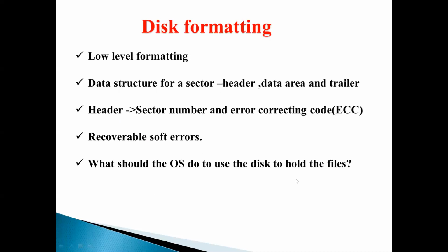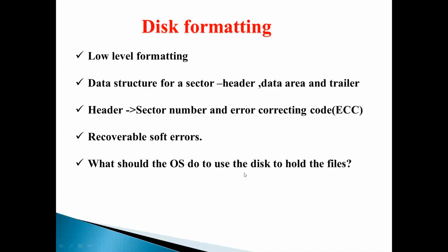Previously, in my previous lectures, I told you that you have two types of data structures: in-memory data structures and on-disk data structures. On-disk data structures are nothing but the boot control block, volume control block, your on-disk directory structure, and you also have the file control block, right? So if your OS has to use the disk to hold the file system, it has to load all those data structures onto the disk. For this, you have two steps.